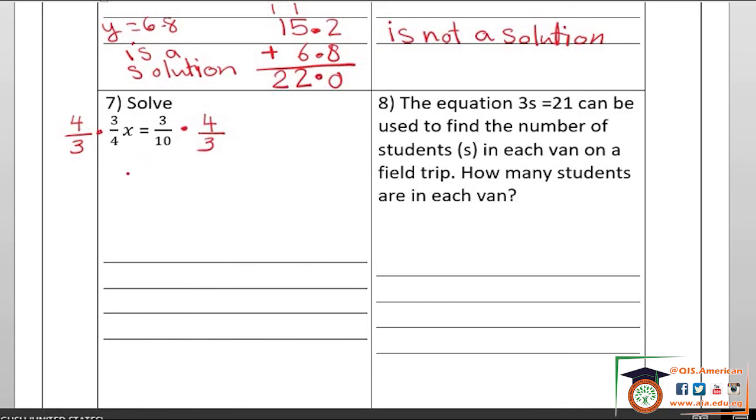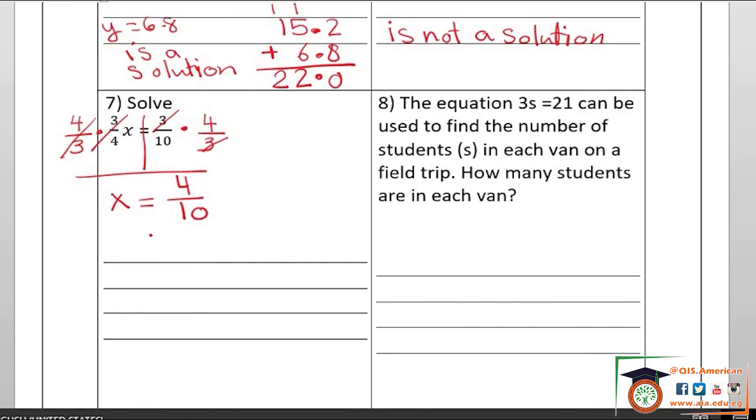Okay? Then we're going to solve. These two are cancelled together. What's left on the side? Excellent. X. Drop down the equal sign. Now we need to finish the operations here. This is a fraction multiplied by another fraction. So if I simplify before I multiply, then I will cancel this 3 with this 3. So what's left here? 4 over 10.